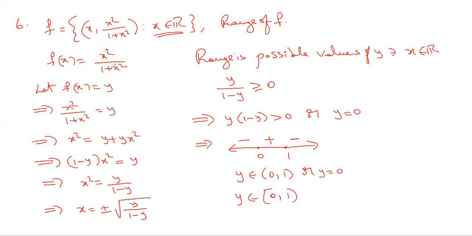And you should check with the original function also. 0 is allowed or not? Yes. If you take x 0, you get y 0. And then the range is closed 0 to 1.